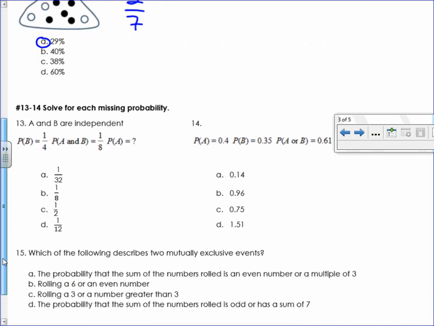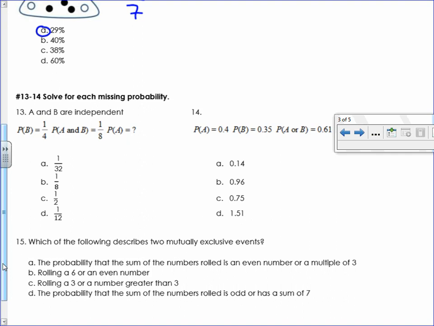Number 13, A, solve for each missing probability. So we're told that A and B are independent. So we're just working backwards to find the missing part. Let's see, for number 13. So remember, it's the probability of A times the probability of B equals the probability of A and B. All right. So I was writing my formulas down first. So do we know the probability of A? No, that's what we're looking for.